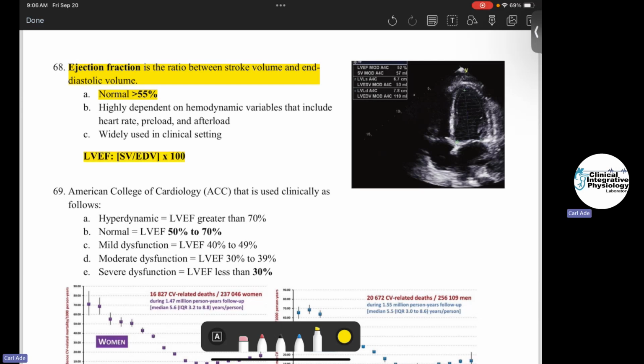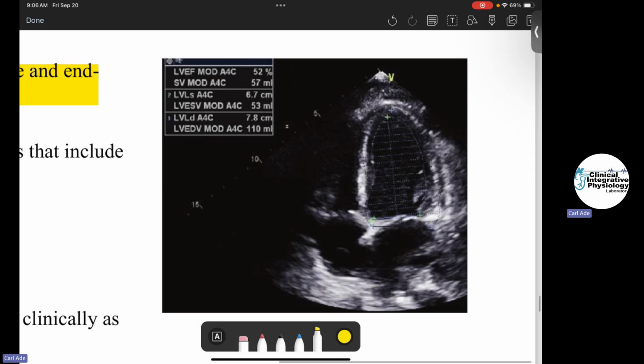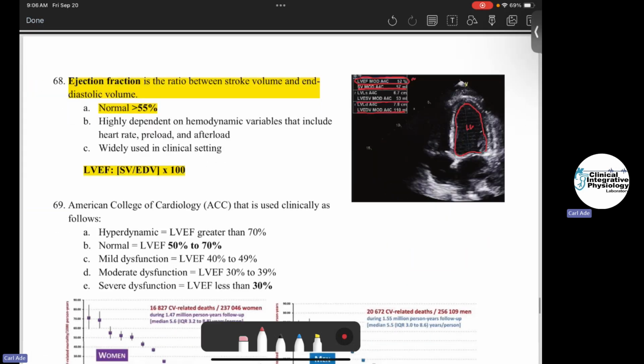And this is the simple equation: stroke volume divided by end-diastolic volume times 100. So if we come over here to my figure, this is my LV. We've traced it here at end-systolic volume and end-diastolic volume. Our end-diastolic volume was around 110. Systolic volume was 53. That gives us a stroke volume of 57. And if we do the math, that gives us an ejection fraction of about 52%. So this is about normal, maybe a little bit low, but not far off.